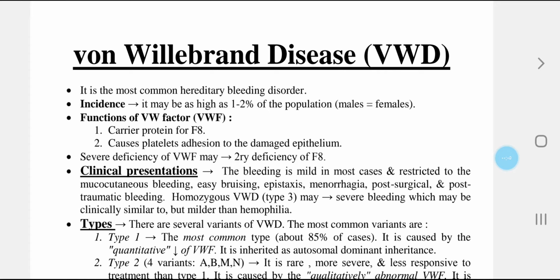Bismillah ar-Rahman ar-Rahim. We will talk about von-Willebrand disease. It is the most common hereditary bleeding disorder. The incidence may be as high as 1 to 2% of the population, where males equal females in incidence.